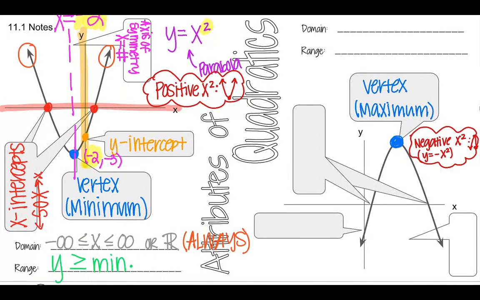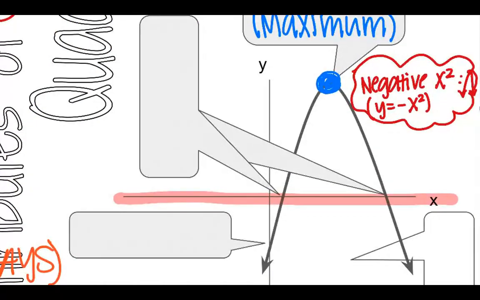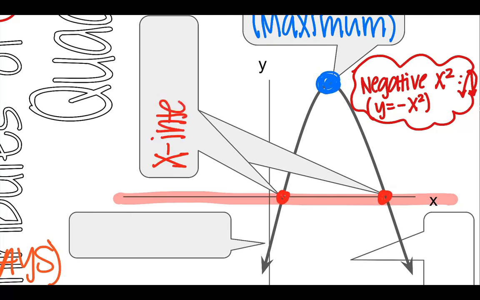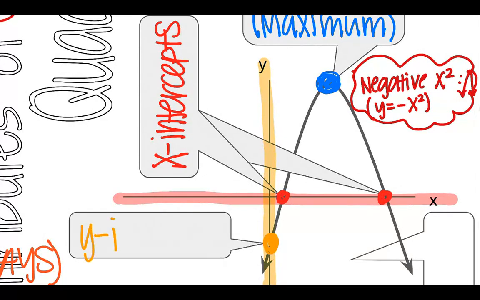So again, I've got the x-intercepts. I'm just looking, where does this graph cross the x-axis? I have two solutions right there. Those are the x-intercepts, where it crosses the x-axis. Same thing with the y-intercepts. It's where it crosses the y-axis. So in our case, it's going to cross right here. So that's our y-intercept. We only have one.